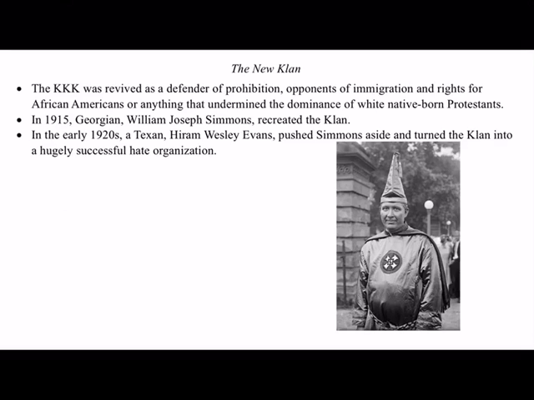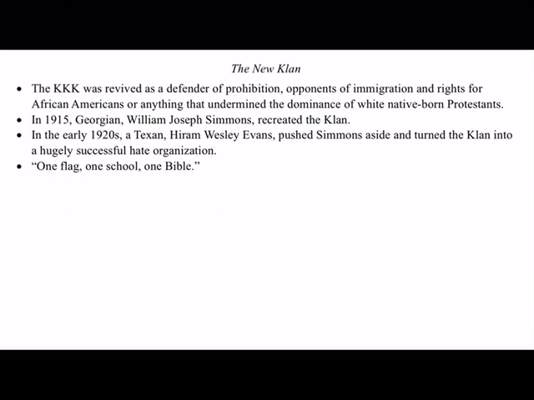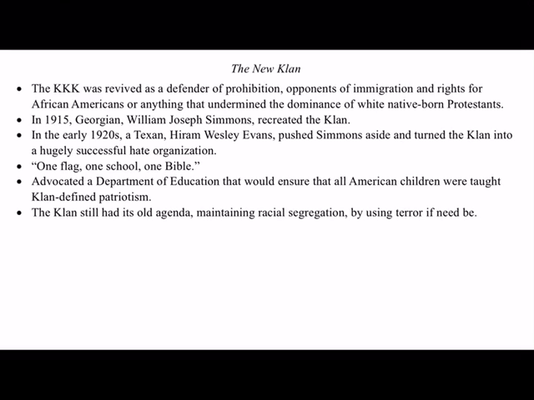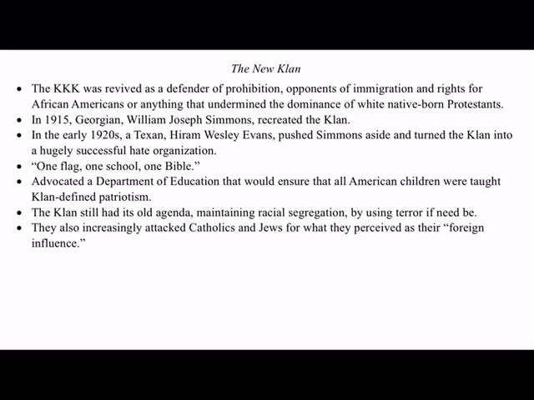The model for the new Klan became one flag, one school, one Bible. They advocated a Department of Education that would ensure that all American children were taught Klan-defined patriotism. They still had their old agenda, of course, maintaining racial segregation by using terror if need be. The new Klan also increasingly attacked Catholics and Jews for what they perceived as their foreign influence.